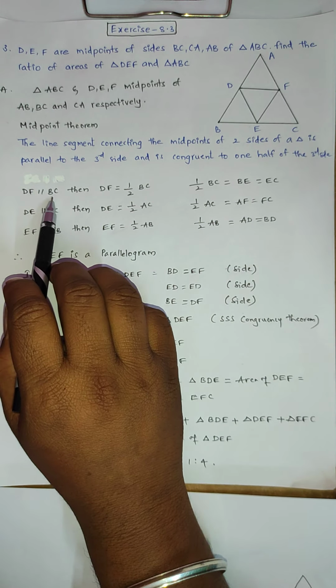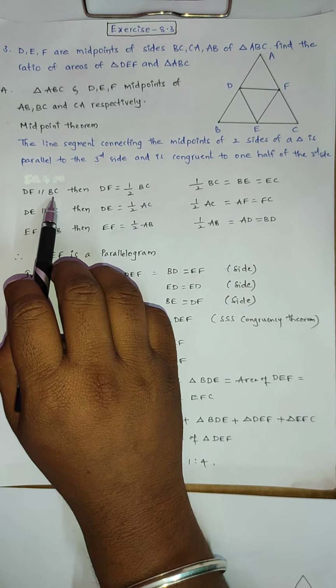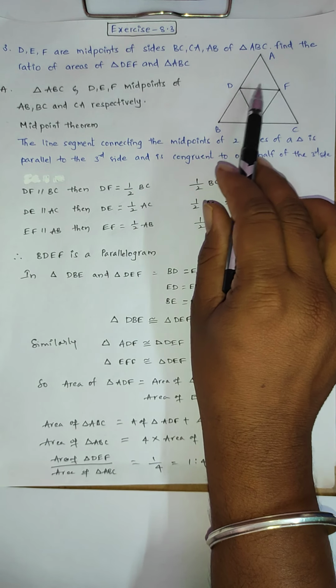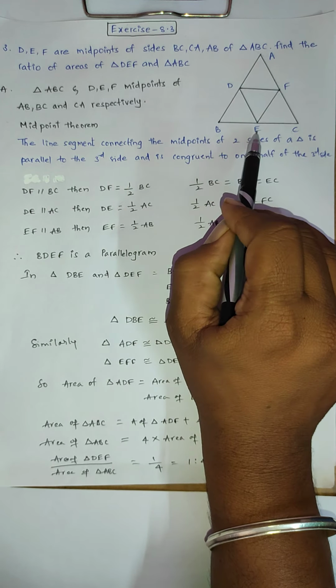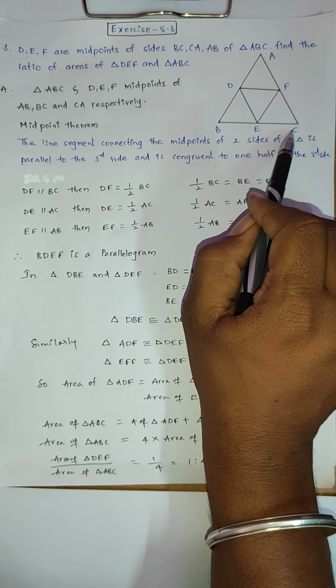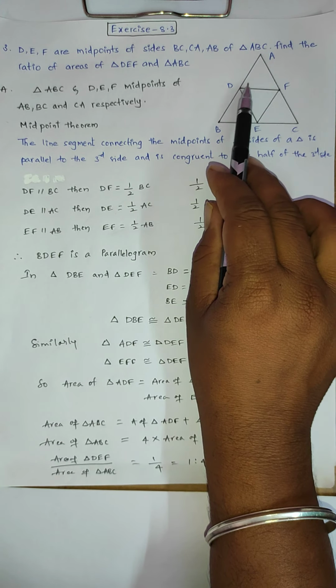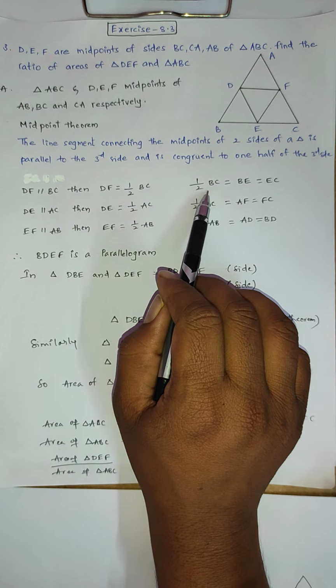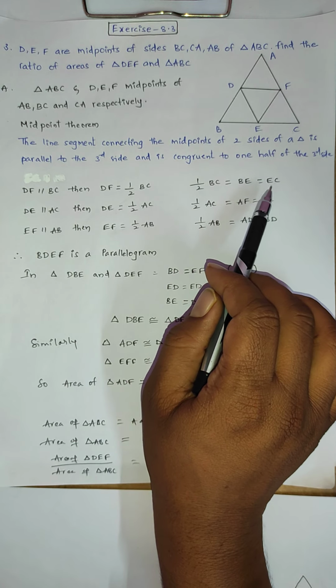Now, DF parallel to BC. Another way we can write DF is equal to half of BC. BE is equal to EC, because E is the midpoint, so the length of BE is equal to the length of EC is equal to the length of DF. These 2 sides are equal in length. I have written here half BC is equal to BE, EC.